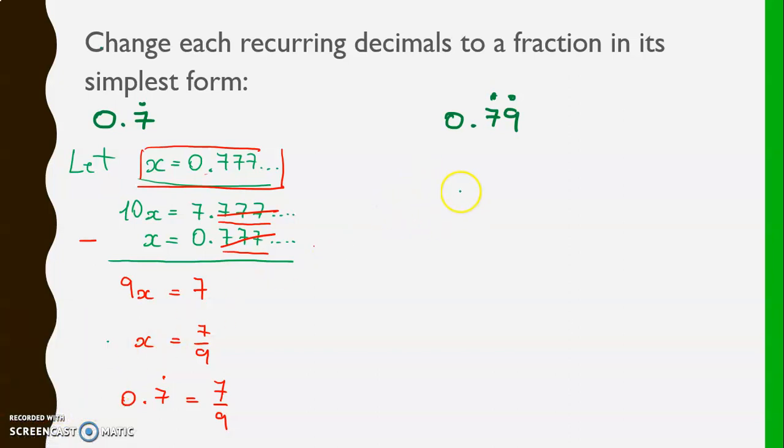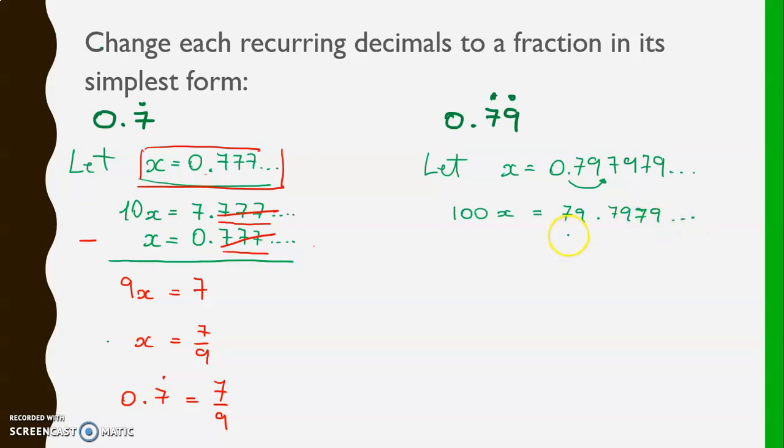Let's look at this next example, 0.79 recurring. Here x will be equal to 0.79, the two dots means that 7979, this group of the two digits repeats itself forever. Now we want to bring this 79 to the front of the decimal point. Therefore in this case we have to multiply by 100, so 100x is 79.7979 and so on.